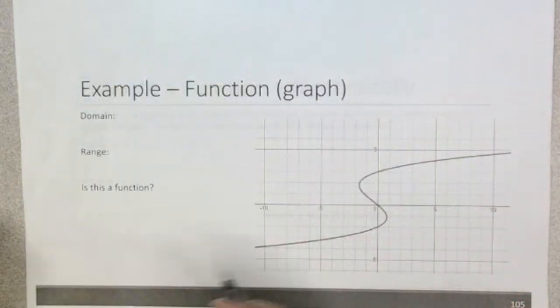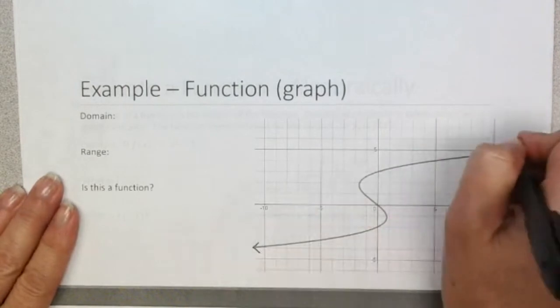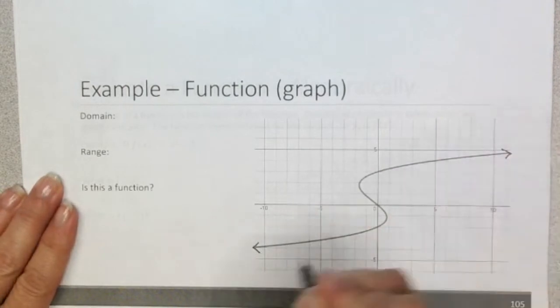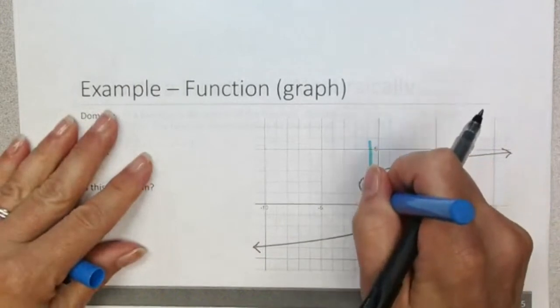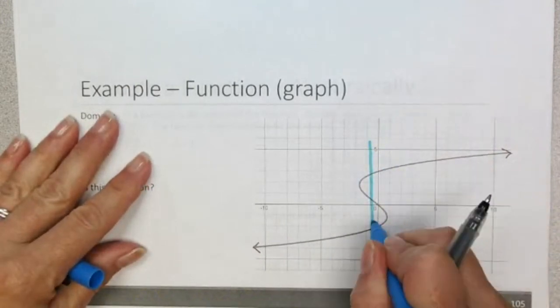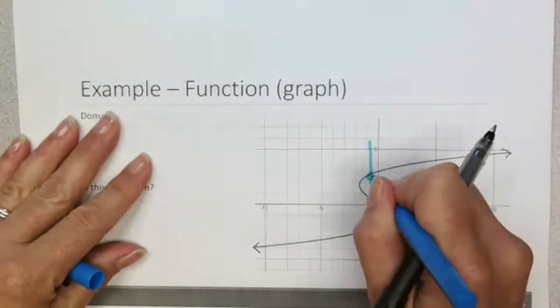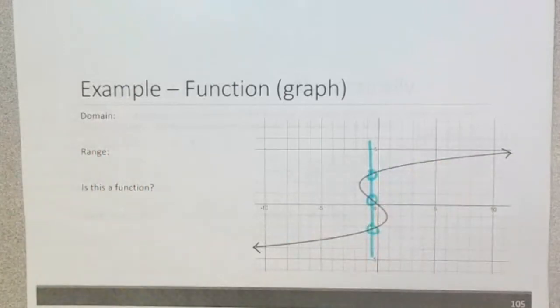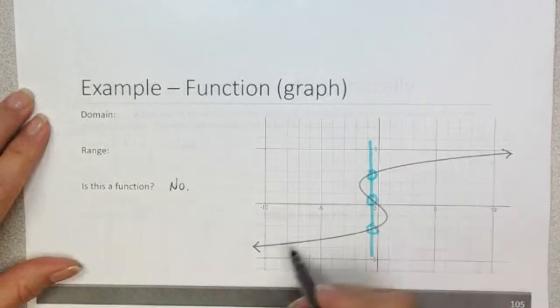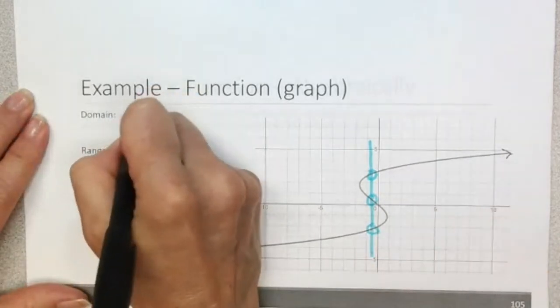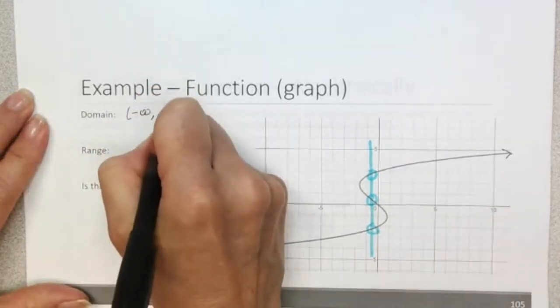How about this one? Is that a function? Let's say that I'm not showing, but let's put some arrows on it. No, it's not a function, right? Look, I can actually draw a line here that intersects this graph in 3 places. 3 of them, right? So no, not a function. What's this domain? No limits, right? Negative infinity to positive infinity.